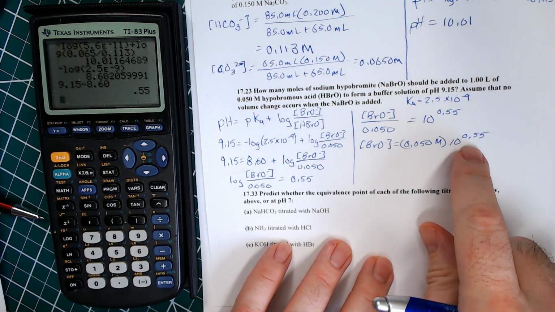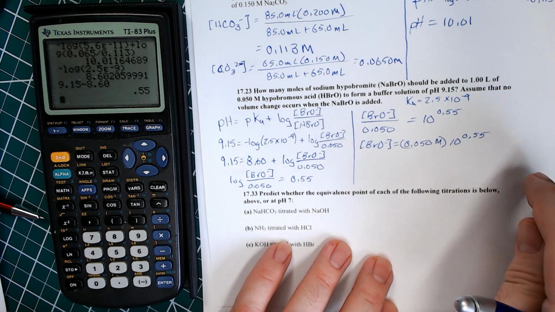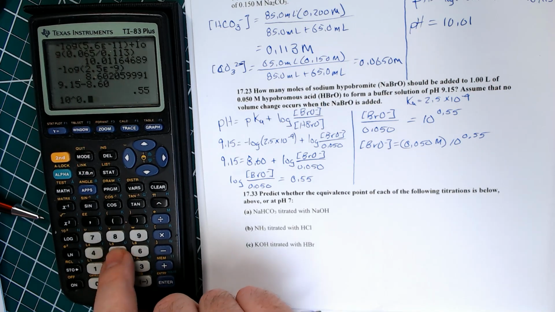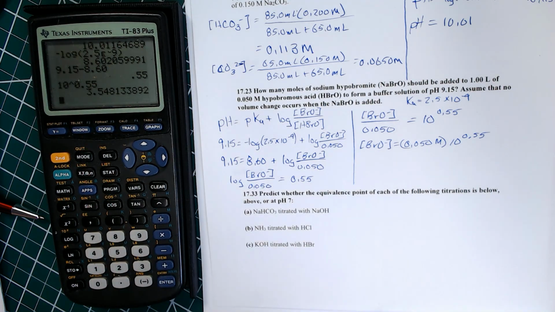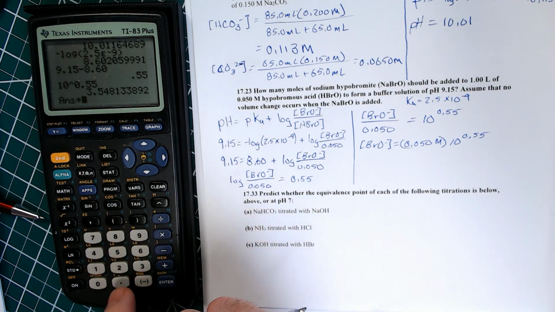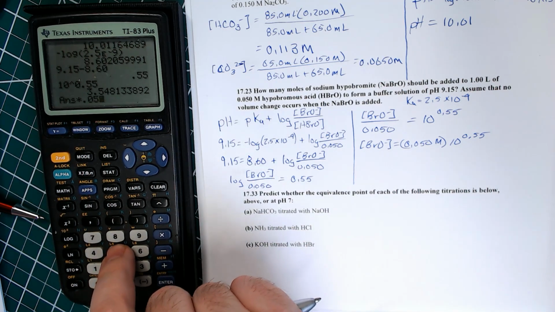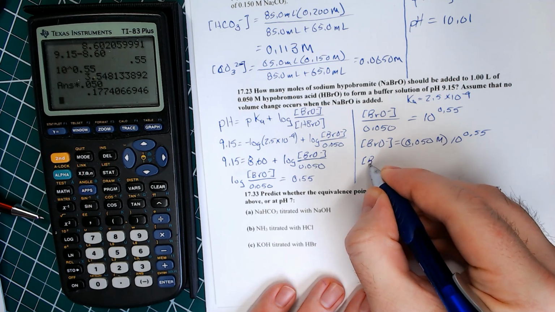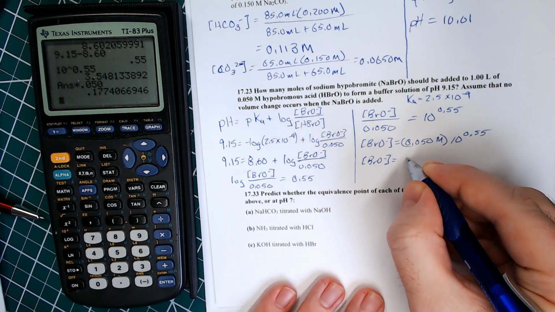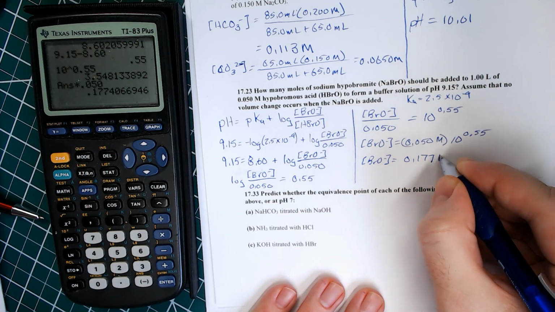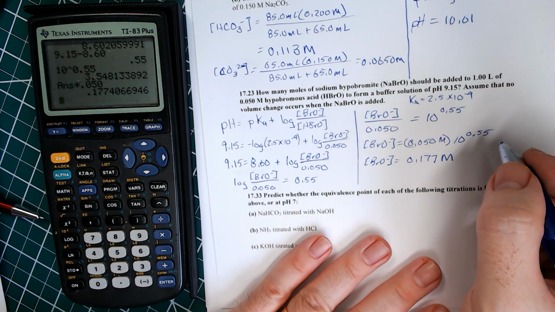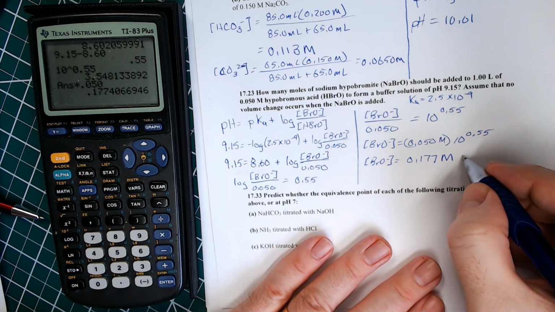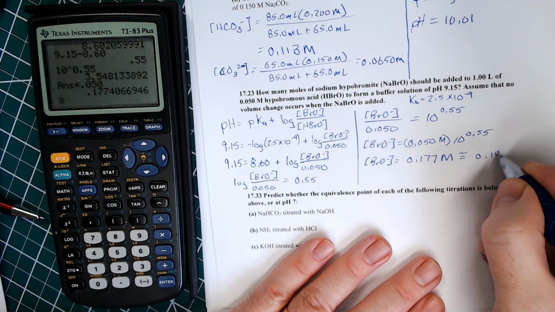Now we can't use the EE button on this. We're going to have to just put 10 caret 0.55 to make this work. So I'll do 10 raised to the 0.55, and we get that quantity. And then we are going to multiply that by 0.050, and that's going to give us this amount. So we'll get a concentration of BrO minus that is equal to 0.177 molar. Now, as far as limitations here, we really only have 2 sig figs, so I'm going to go ahead and round that to 0.18 molar.